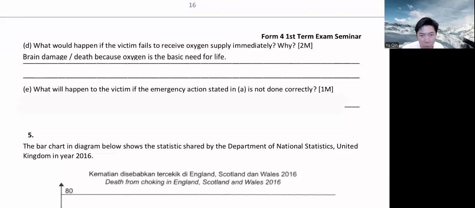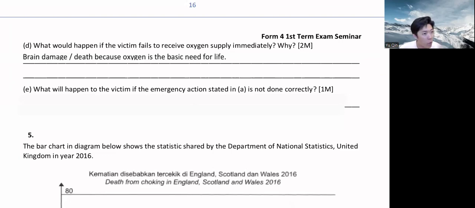Okay, what will happen to the victim if the emergency situation in A is not done correctly? There's only two things you are doing here: chest compression and mouth to mouth. So what can go wrong? You focus on these two things. For chest compression, the only thing that could go wrong is you break the ribs. You don't know how deep you should go, you press too much, or you pump too little. So probably you can break the ribs, number one.